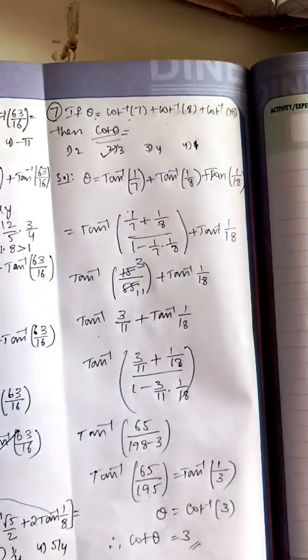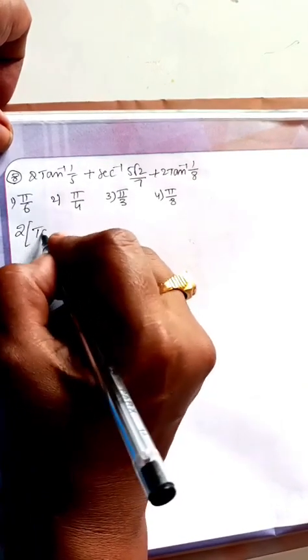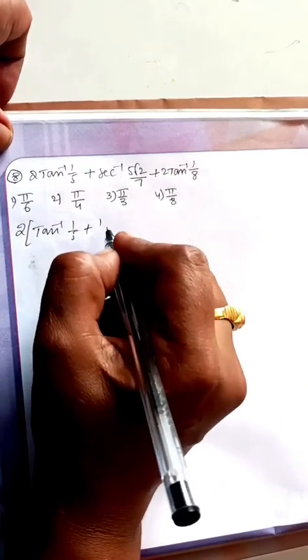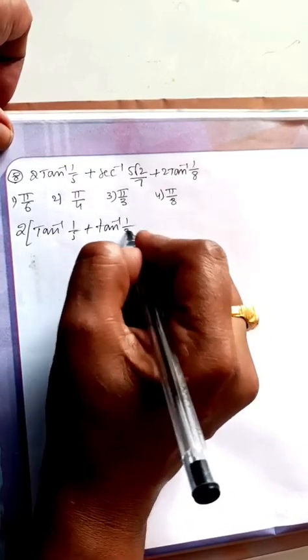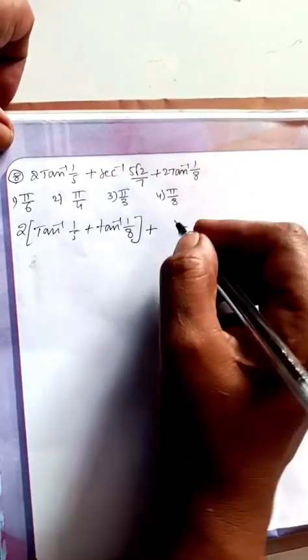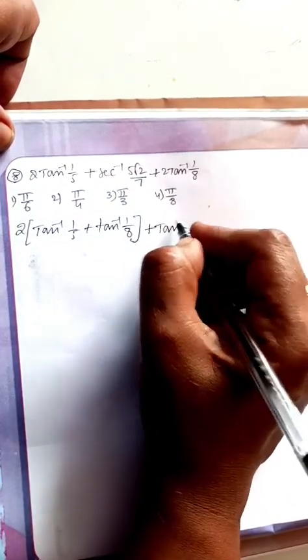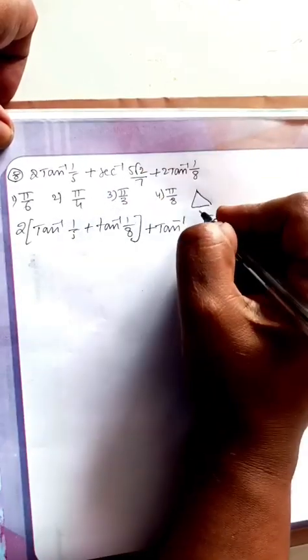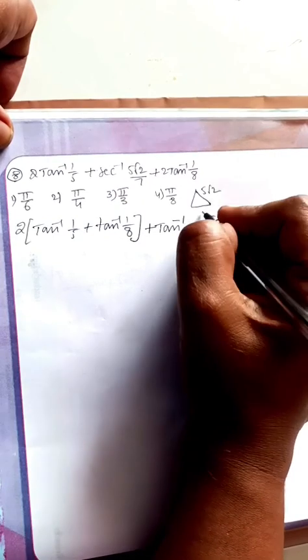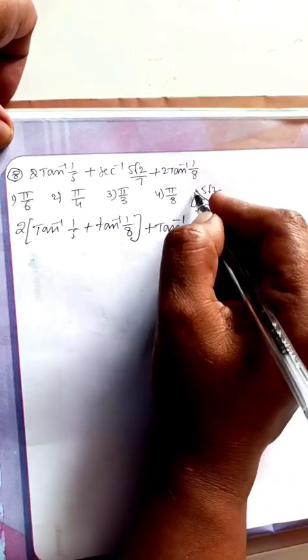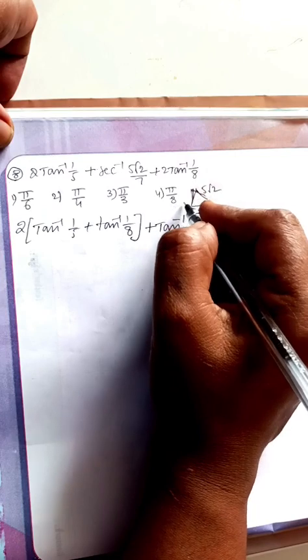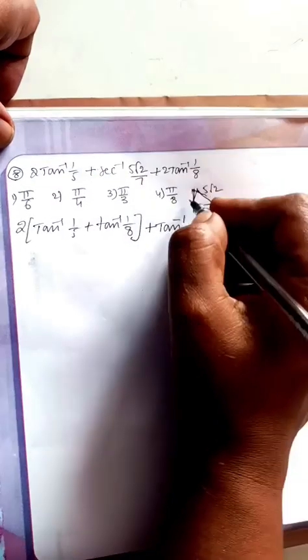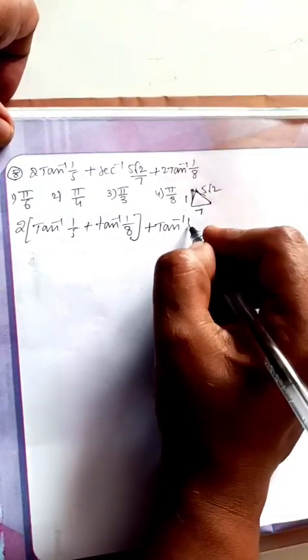Second one is right. So from these two, take 2 common: tan inverse 1 by 5 plus tan inverse 1 by 8. Okay, this secant inverse can be written in terms of tan inverse. It will be secant 5 root 2 over 7, and to get the other side, square root of (5 root 2) whole square minus 7 square, which is equal to 1. So tan inverse 1 by 7.